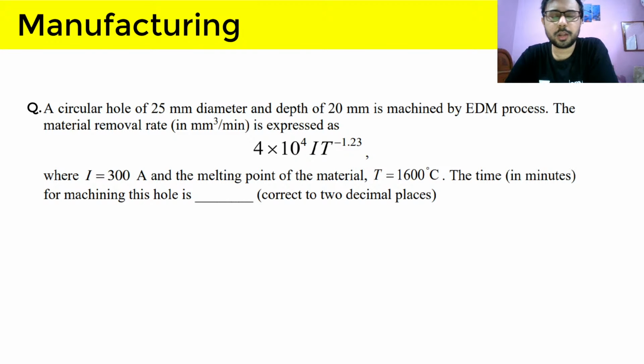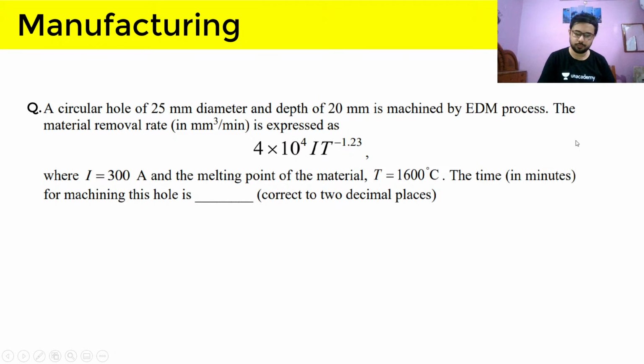A circular hole of 25 mm diameter and depth 20 mm is machined by the EDM process. The material removal rate in mm cube per minute is expressed as 4 cross 10 to the power 4 I into T raised to the power minus 1.23, where I is equal to 300 amperes. Melting point of the material is 1600 degrees Celsius. The time in minutes for machining this hole, correct up to two decimal places, we have to calculate. So I will be here just in a minute.